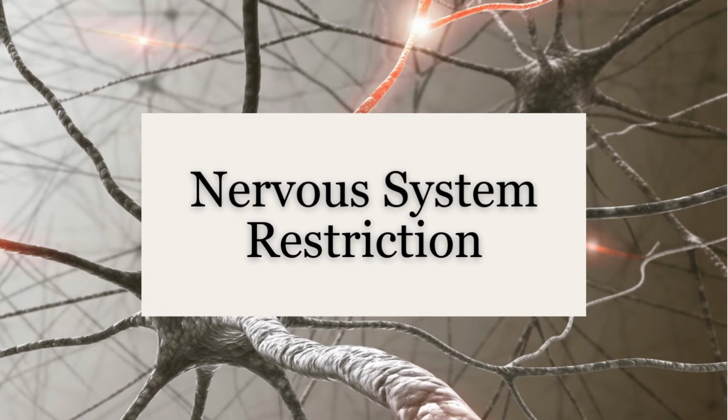Now I want to talk about the fourth kind of restriction, which I'm introducing today, literally for the first time, which is nervous system restriction. I bet you could have guessed that if you followed me for a long enough period of time. I want to explain what this is.